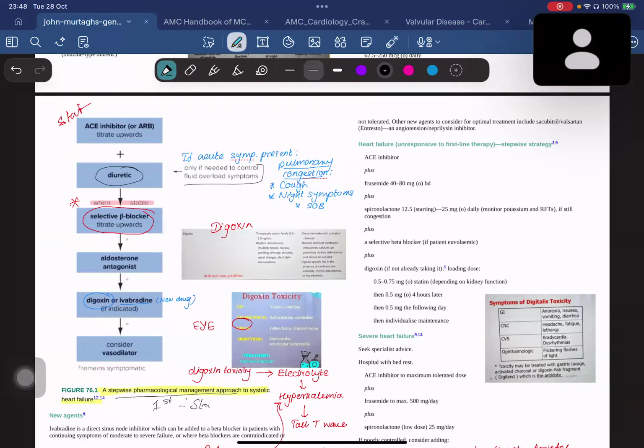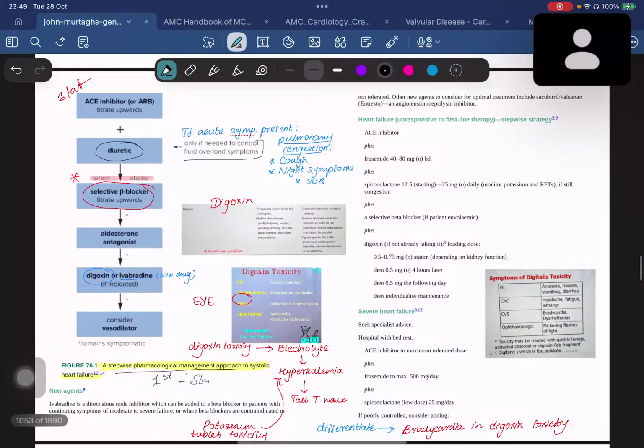And then you can add a beta blocker if the patient is stable. And then you could again add spironolactone, and then you can add digoxin. Likewise, this chart is quite important. Try to remember that.